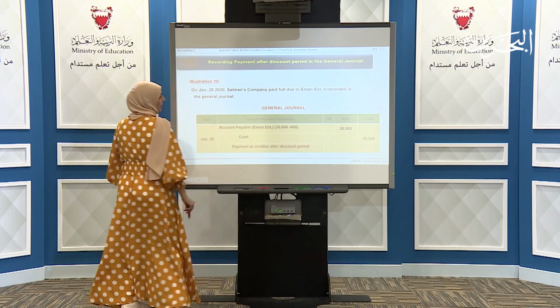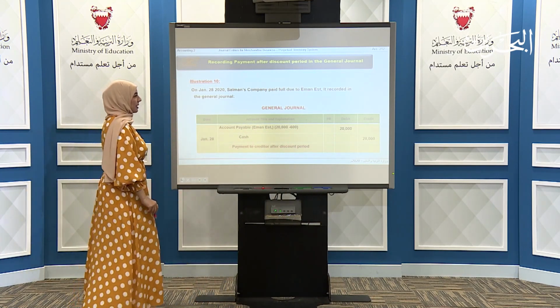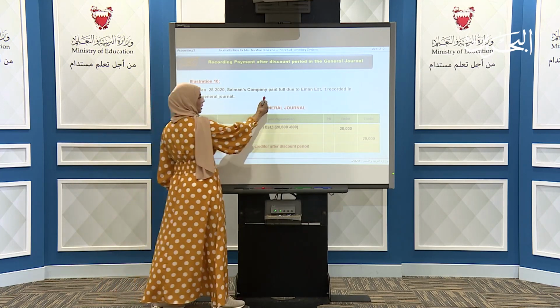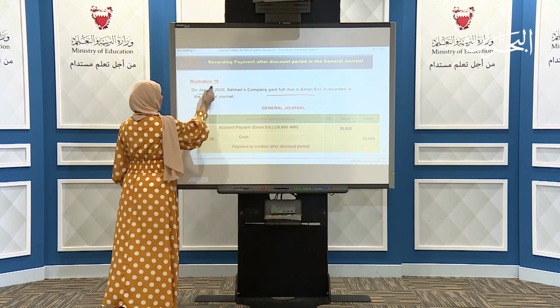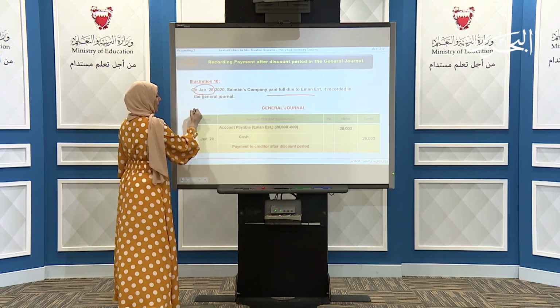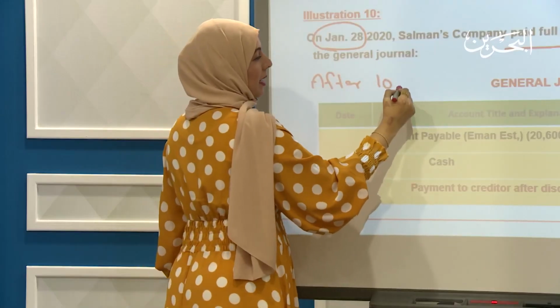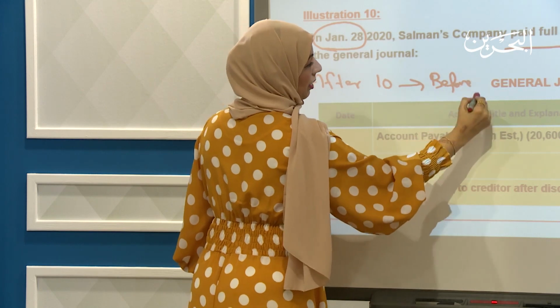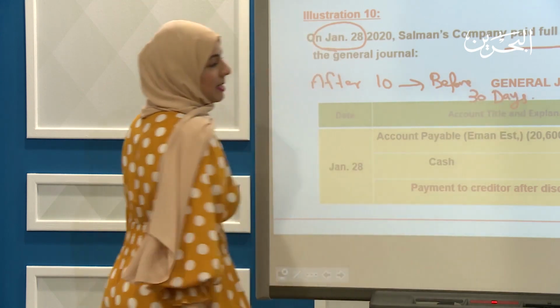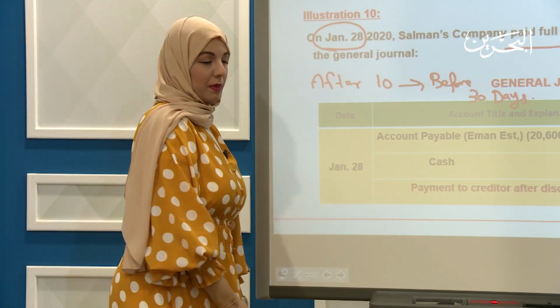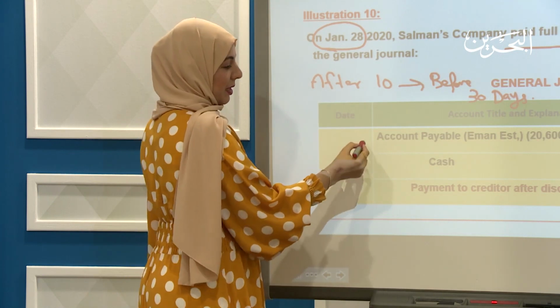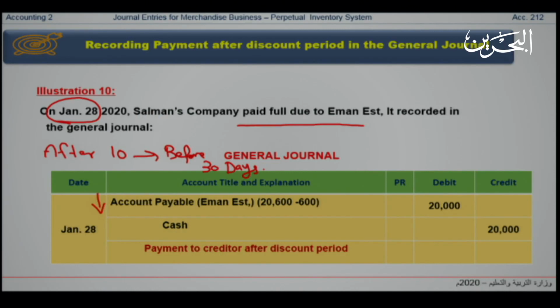Moving to the recording of the payment after the discount period in the general journal. In our example, Salman Company paid the full due amount to Iman, but it's paid on the 28th of January. So it is after 10 days and before 30 days. So in this case, they will not get a discount. If they pay the liability they have, the account payable will decrease by the amount of 20,000. And we explained before how we get the 20,000. If I pay, my cash also will decrease, and it will be decreased by the full amount that is due.